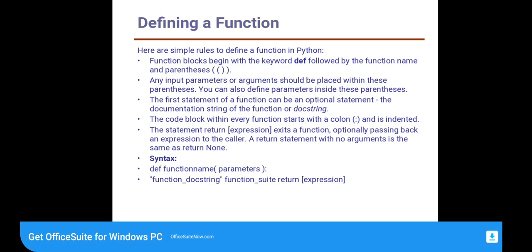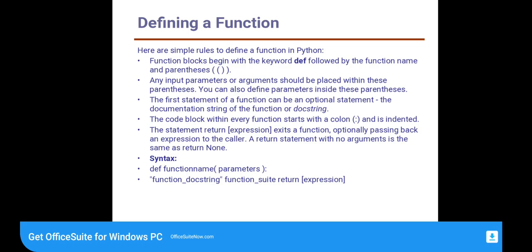You can also define parameters inside these parentheses. The first statement of a function can be an optional statement, the documentation string of the function or docstring. The code block within every function starts with a colon and is indented. The return statement exits a function, optionally passing back an expression to the caller. A return statement with no argument is the same as return None. These are some rules to define a function in Python programming.